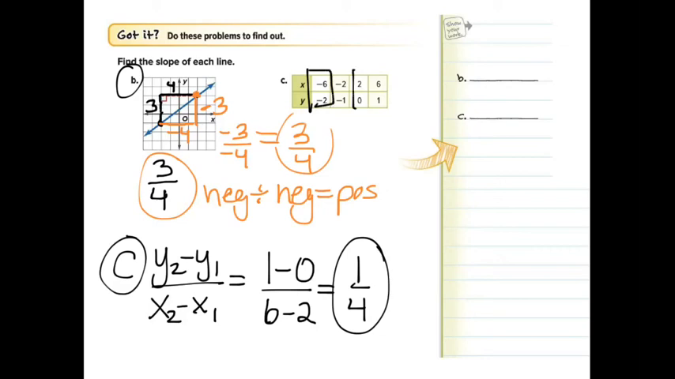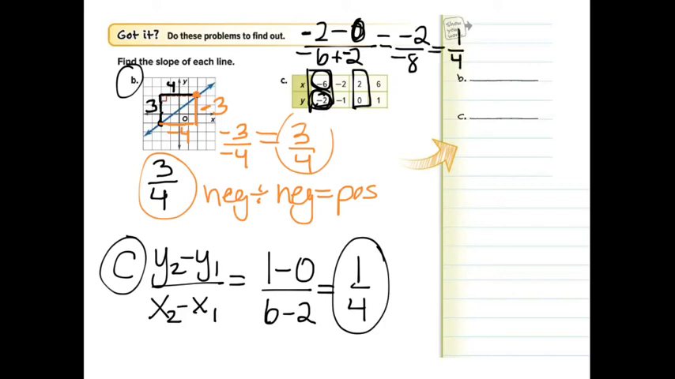If I wanted to take these two, I would say pick a y. Let's say I picked this one, the -2 first. -2 minus 0 over. If I started with -2, that means I have to start with -6. -6 minus 2. -2 minus 0 is -2. If I add the opposite on my denominator, I get -8. That simplifies to positive 1/4. If you're unsure how I got there, 2/8 simplifies to 1/4. Negative divided by negative is positive. So no matter which ordered pair you pick, you're going to get 1/4.